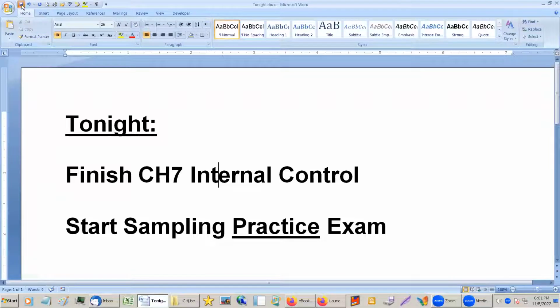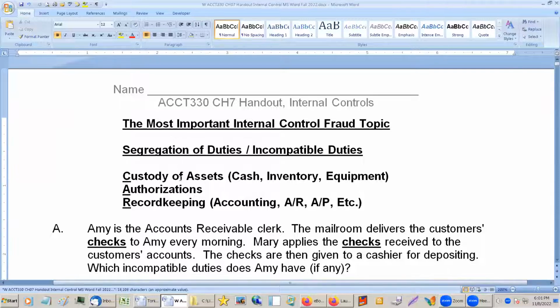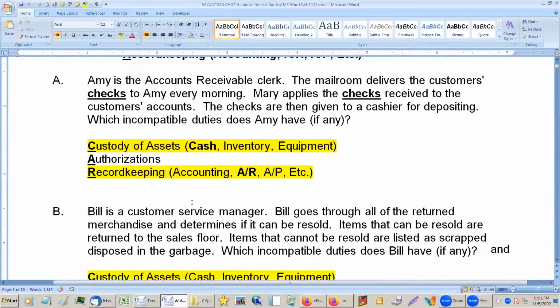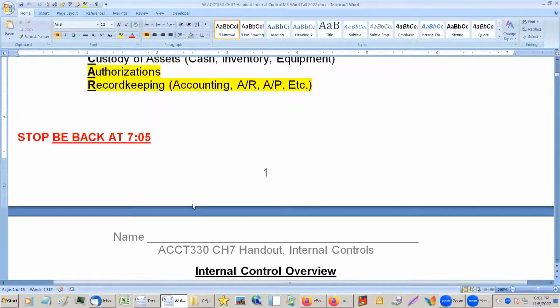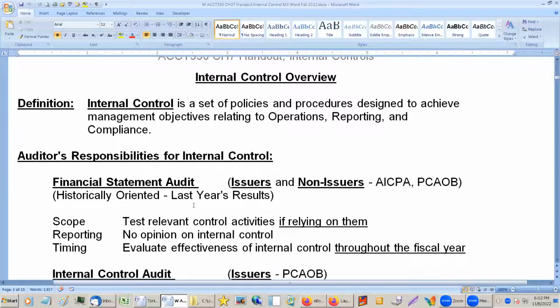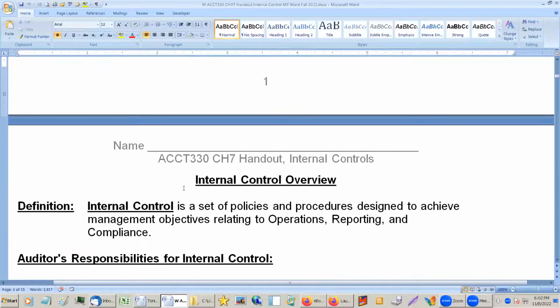Okay, save that. So let's pull up chapter 7. Okay, so I think we just did the first page.